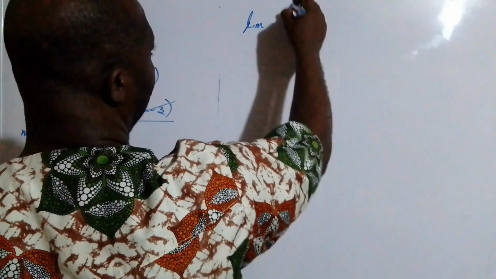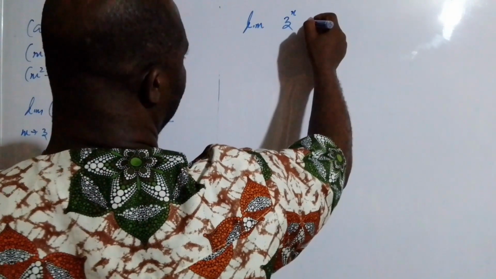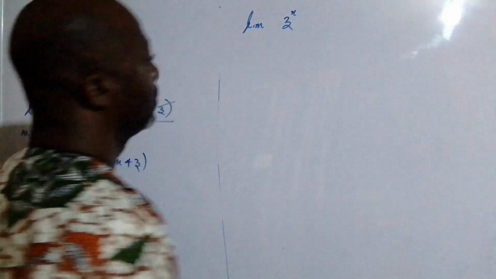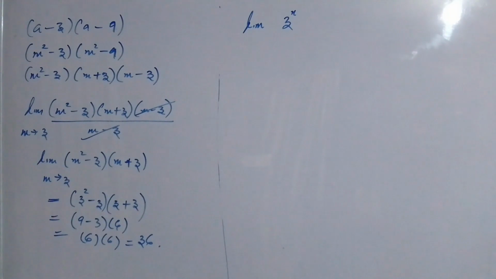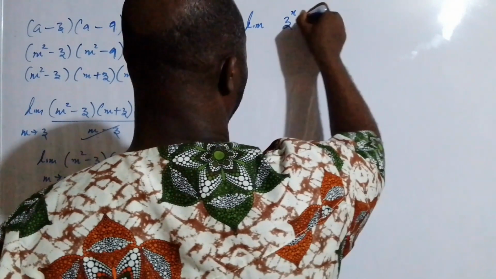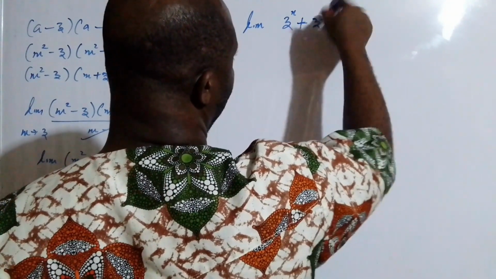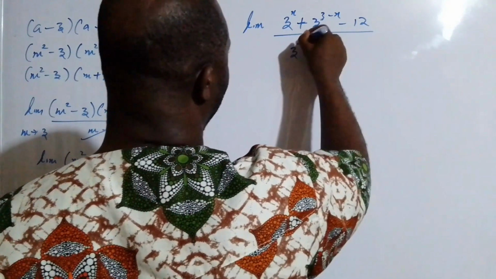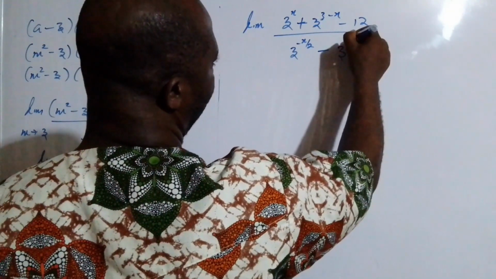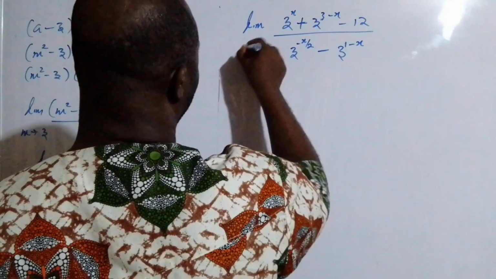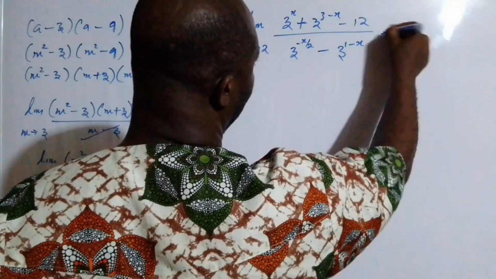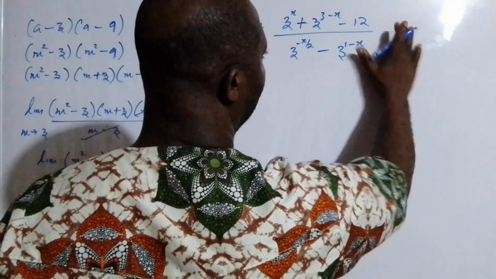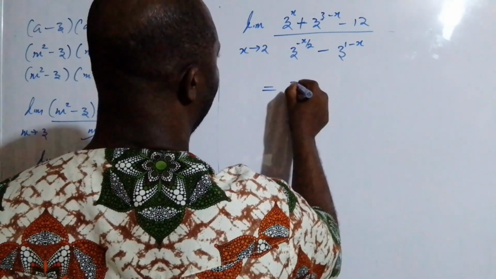Therefore, we can conclude that the limit of 3 to the power of x plus 3 to the power of 3 minus x minus 12, all over 3 to the power of minus x divided by 2 minus 3 to the power of 1 minus x, as x is tending to 2, is equal to 36. So that is the result of the limit, guys.